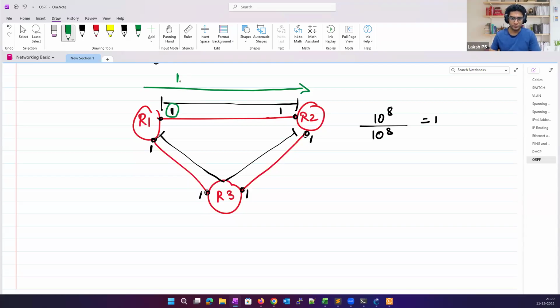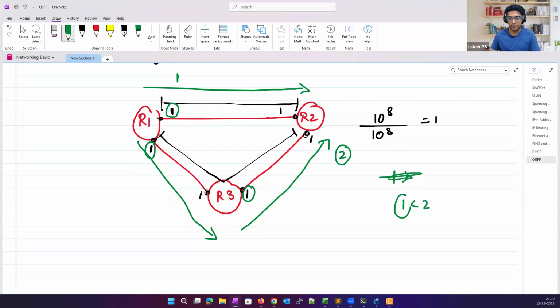Okay, so in this scenario, for R1 to reach R2, the outgoing cost over here is 1. Then for R1 to reach R2 via R3, what is the total cost? The outgoing cost over here 1 plus R3's outgoing cost to reach R2, that is 1. In total, the cost is 2, right? So obviously 1 is lesser than 2, and hence the lower cost path is always preferred by OSPF. And this is how OSPF finds out the shortest path to reach a particular destination from a source using the cost. And we know how cost is calculated: 10 power 8 divided by the link bandwidth.